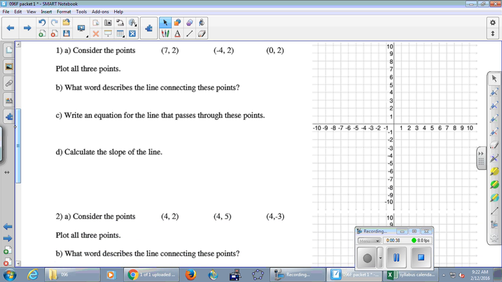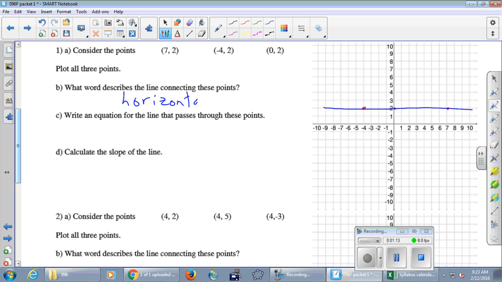Okay, number 1 says, consider these 3 points. First thing we're going to do is plot all 3 points. So take a moment right now to plot those 3 points. And if we were to connect those 3 points with a straight line, what word would you use to describe that straight line? Horizontal. So that's our answer to part B. The line connecting those 3 points is horizontal.